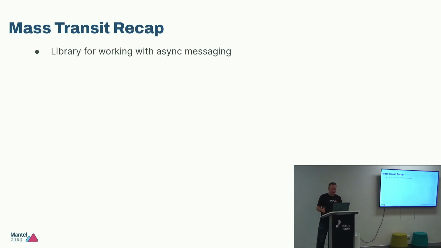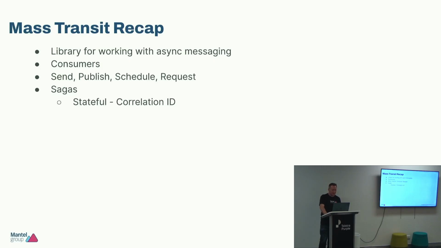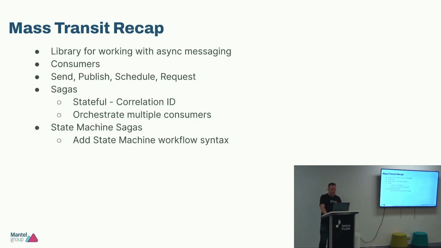So we've looked a bit at MassTransit now. It's a library for working with async messaging. It allows you to use things like consumers. You can send, publish, schedule, and request. You've got sagas, which are stateful, and they can orchestrate and model consumers and message handlers into a single thing, and all will work together on that state. You've also got state machine sagas that build on the state to add a state machine framework, which means you can work on your application with that fancy state machine workflow syntax.